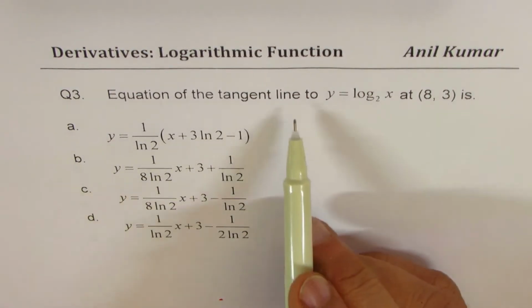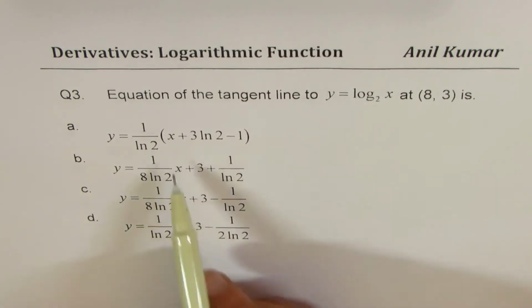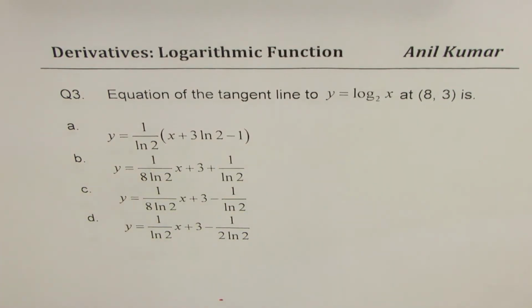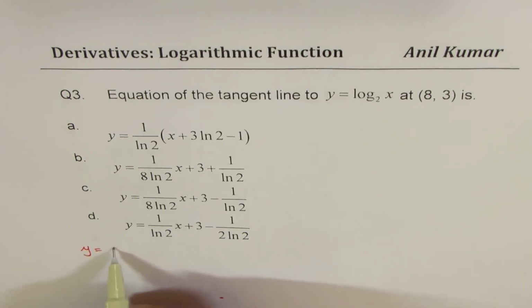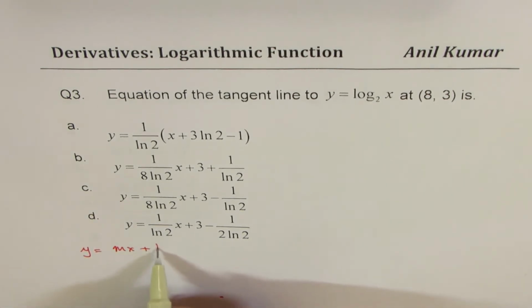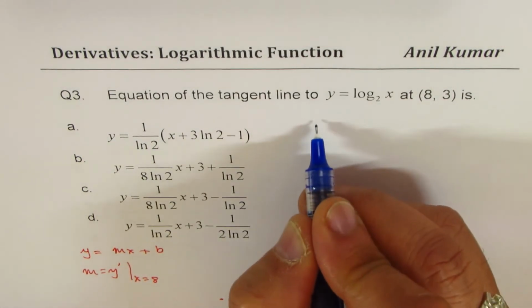Equation of the tangent line to y equals log to the base 2 of x at (8, 3) is one of these. Now we will use the formula y equals mx plus b to find the equation of the tangent line, and the slope m is basically the derivative at x equals 8 in this case. That is the strategy. So let's find the derivative of the function.